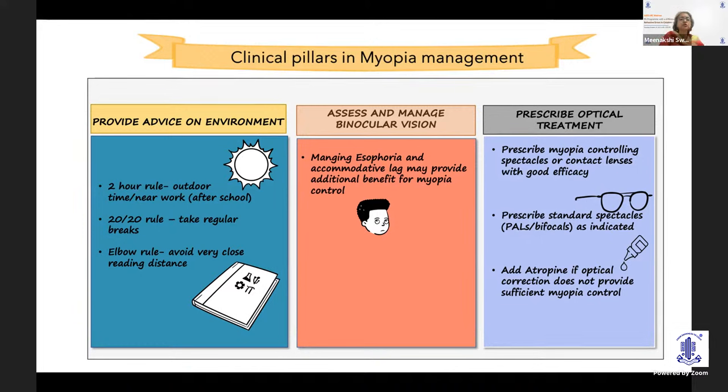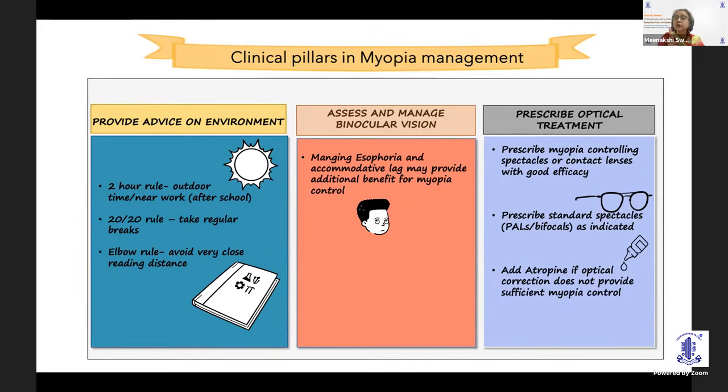What about the 20-20-20 rule? Basically, it means take regular breaks for every 20 minutes if you're doing continuous near work, especially the board exam going children. Every 20 minutes for 20 seconds, look at something 20 feet away. That's the 20-20-20 rule. The elbow rule says, keep your elbows like this against your torso. And that is where your near work should be, nothing closer. That's the ideal reading distance.